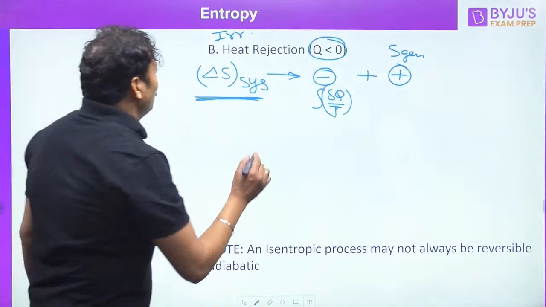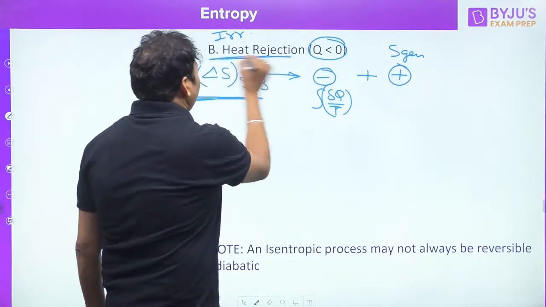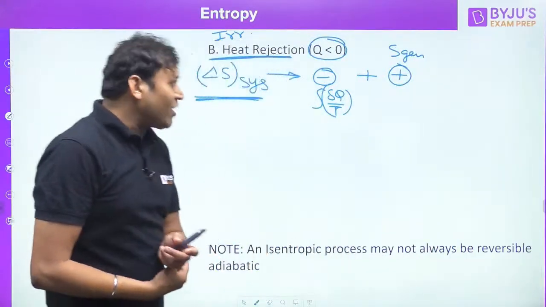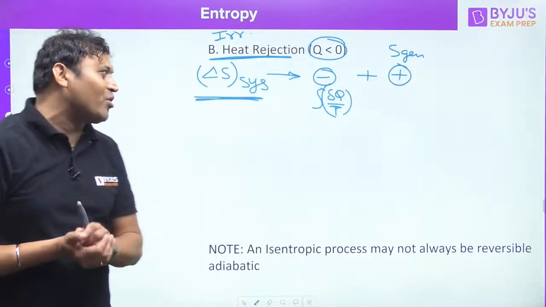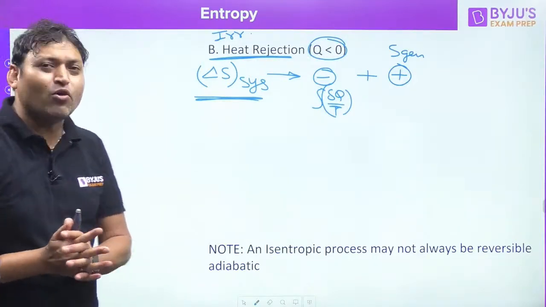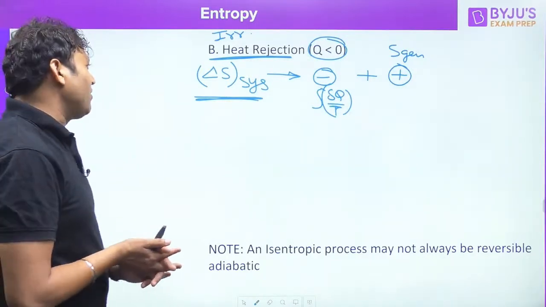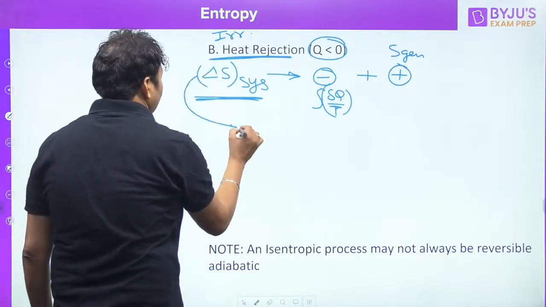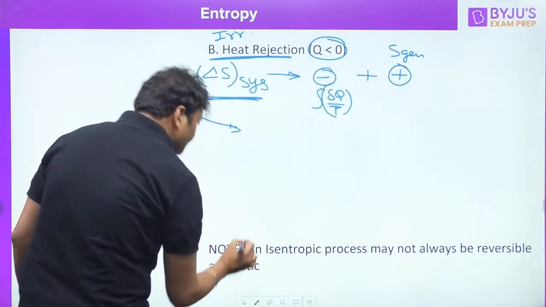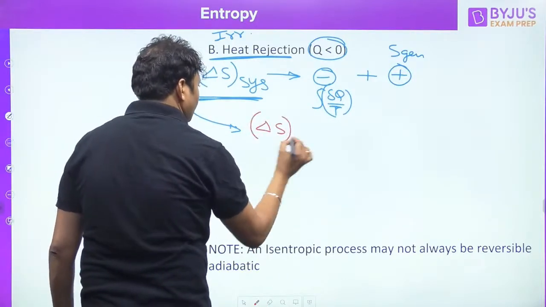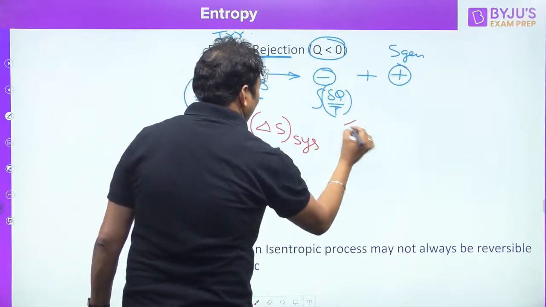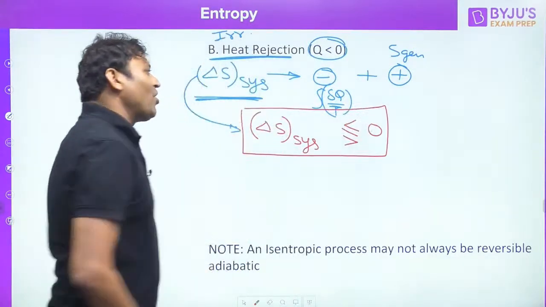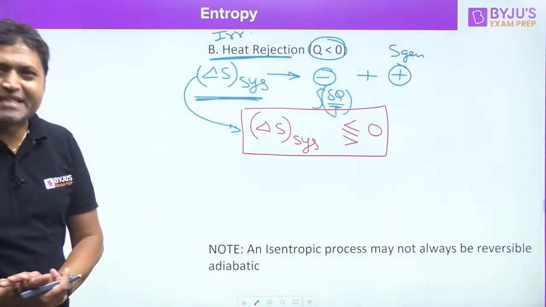Now, my question to you all is, when a closed system is undergoing irreversible heat rejection process, what will be the change in entropy of the system? Will it be positive, negative, or zero? So for this, can we say change in entropy for the system can be negative, can be positive, or it can even be zero?